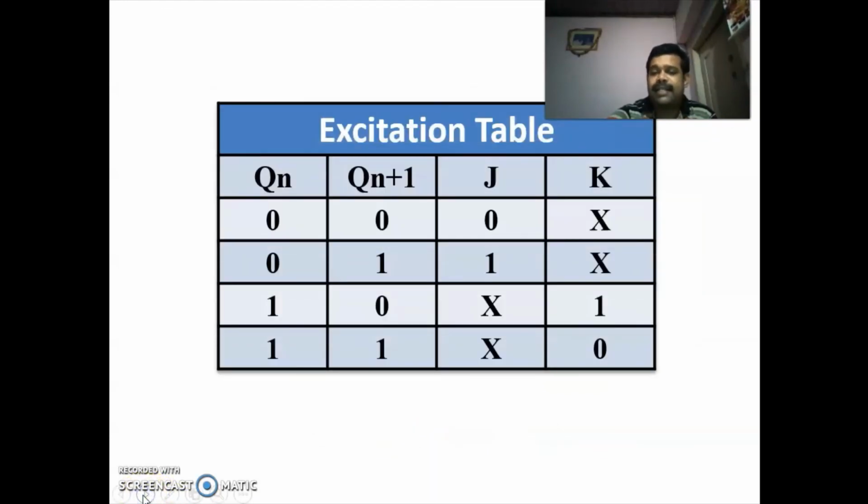Next is the excitation table, similar to the excitation table of the SR flip-flop. So we have derived the excitation table of JK.